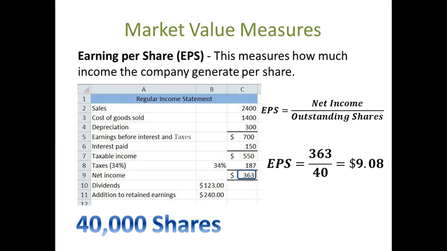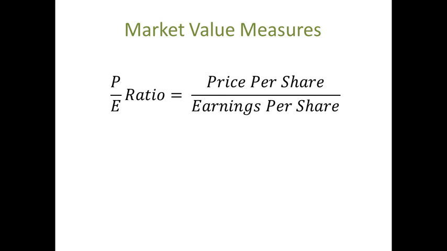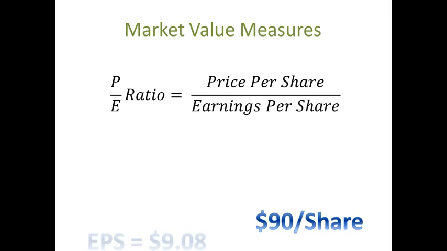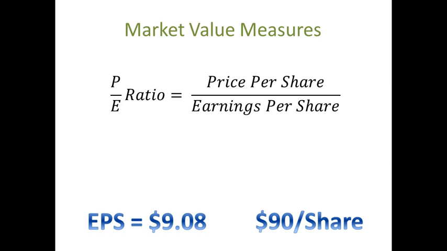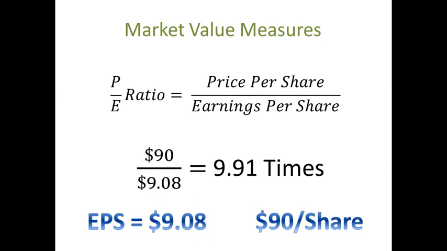Now we can use the earnings per share to calculate the PE ratio, which is the price-earnings ratio. The PE ratio is defined as price per share divided by earnings per share. Our price for our stock is $90 and our earnings per share is $9.08. Therefore, our PE ratio is 9.91 times. What this ratio implies is that the market is willing to pay $9.91 for each dollar of current earnings.